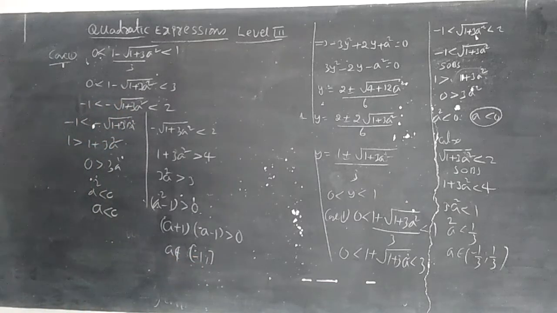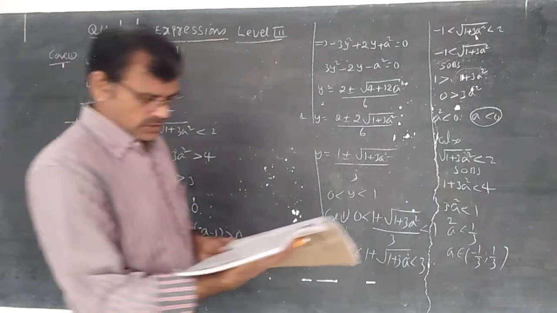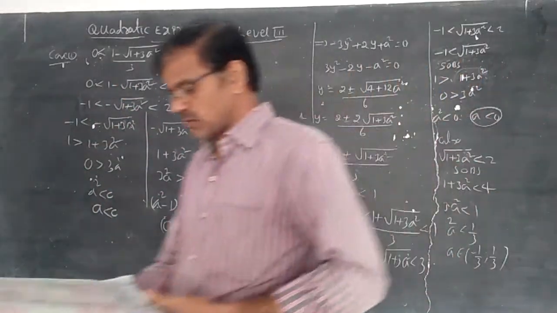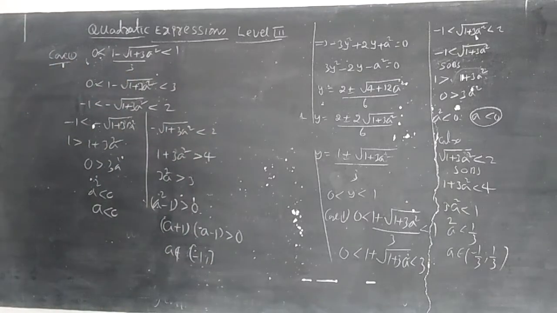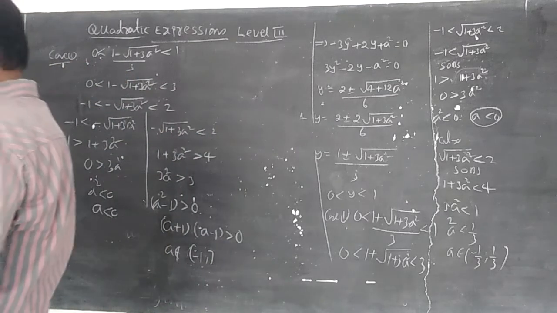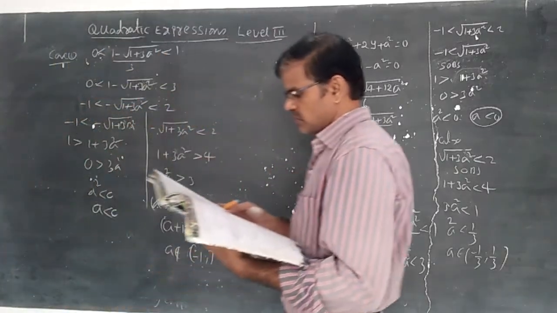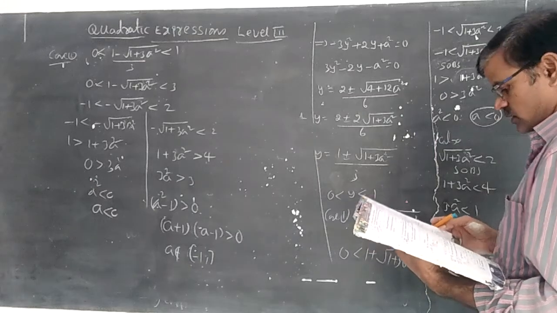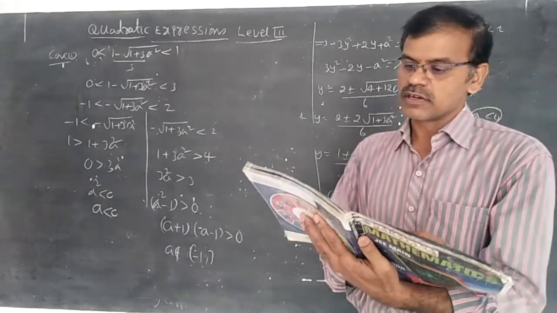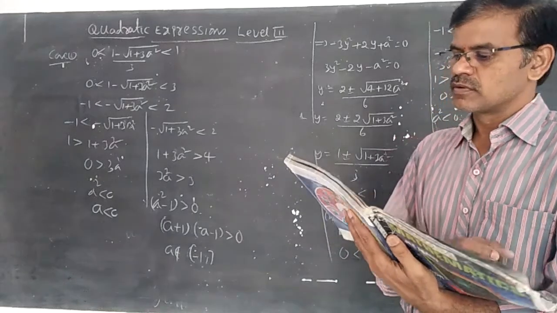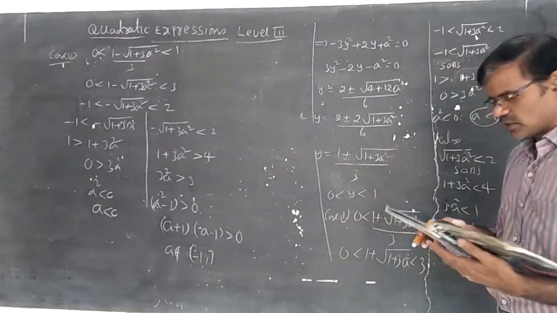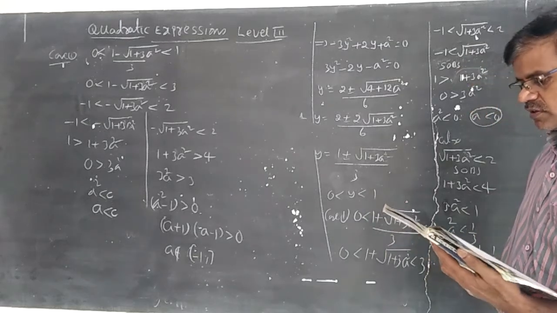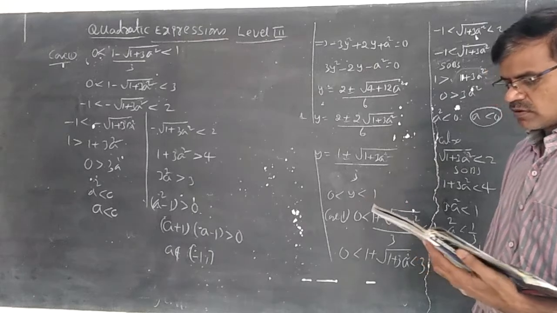Let us see the option. The option is not in proper way. Let us see the old material. Minus 1 comma 0 union 0 comma 1 is there. 0 less than 1 plus root of 1 plus 3a square less than... Exactly, we have done the 41st question. Let us see. 0 less than or equal to 1 plus root of 1 plus 3a square by 3 less than 1. Exactly right.